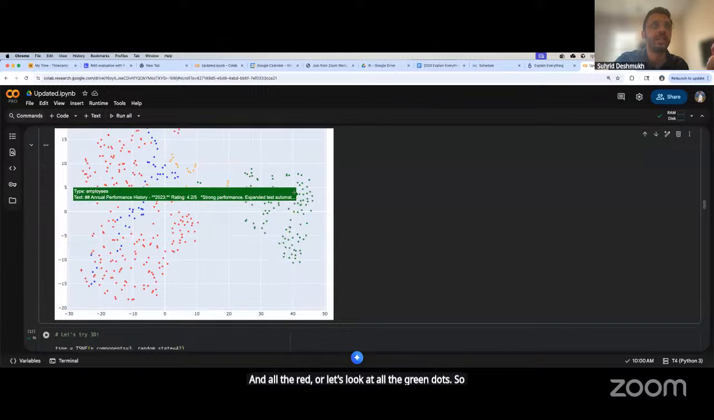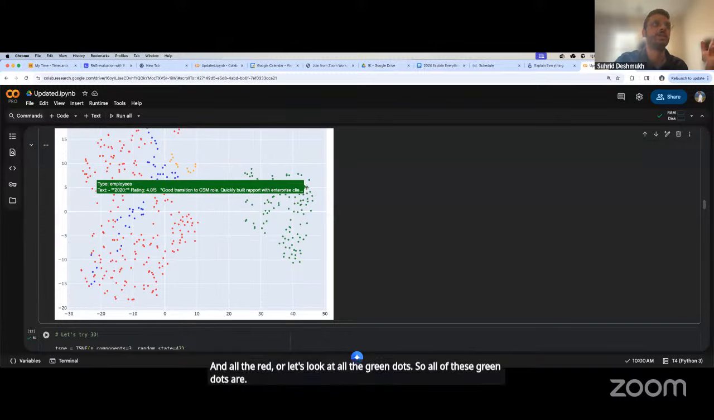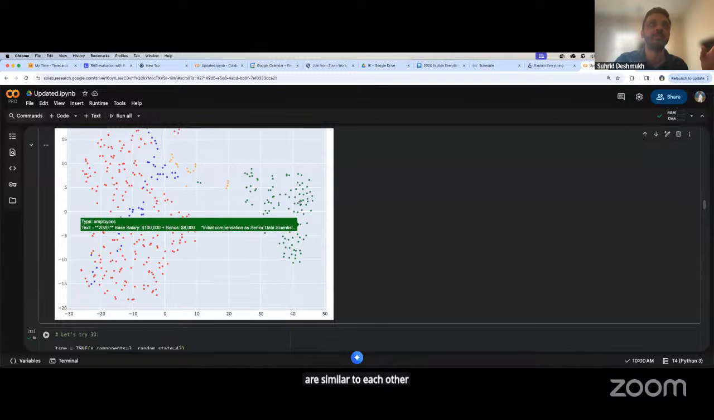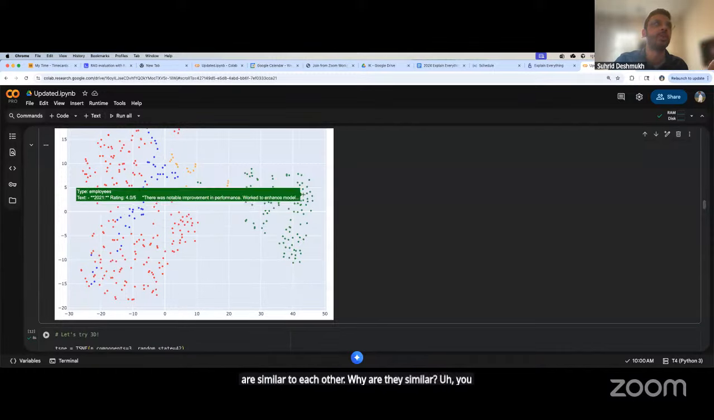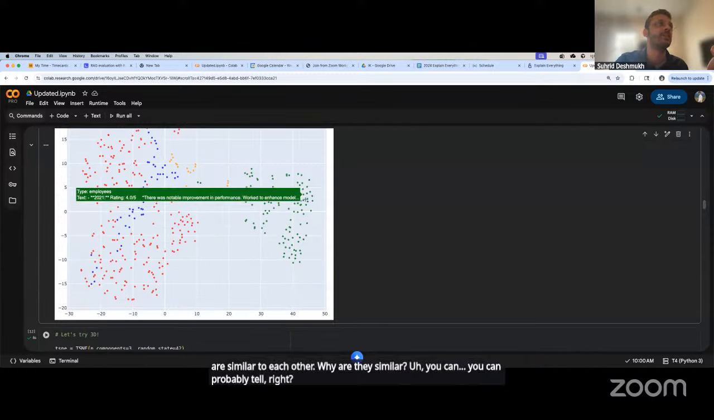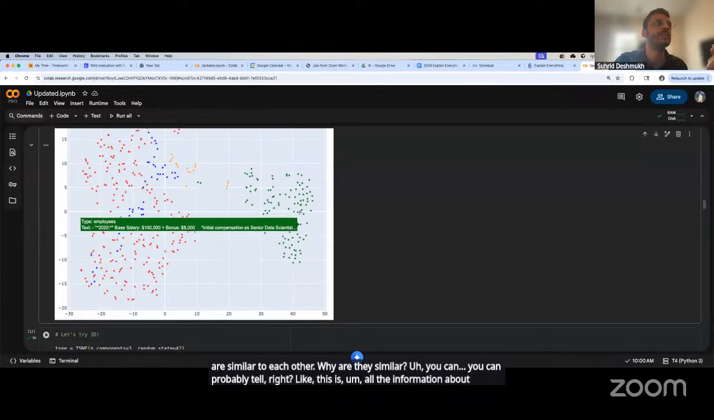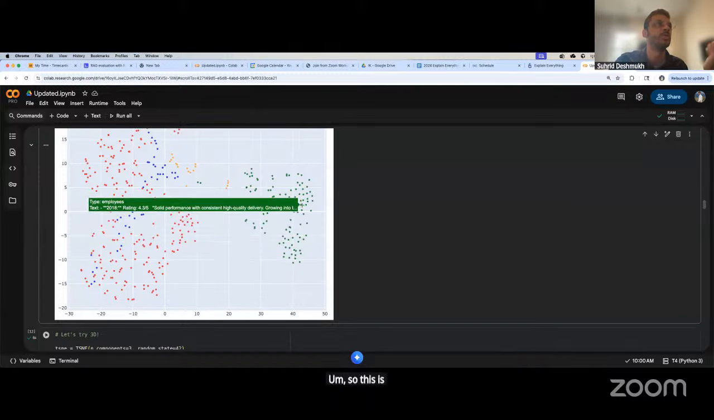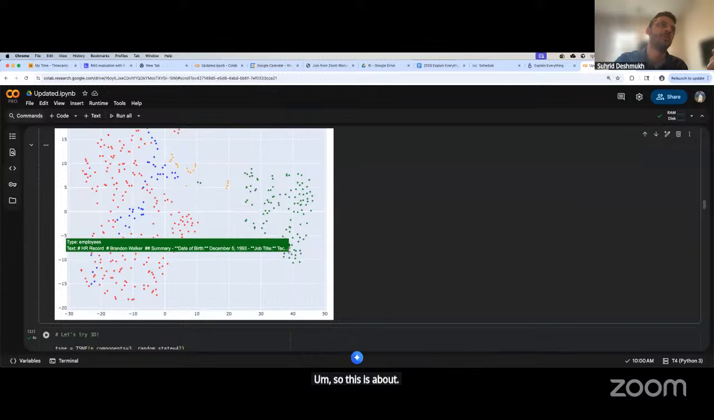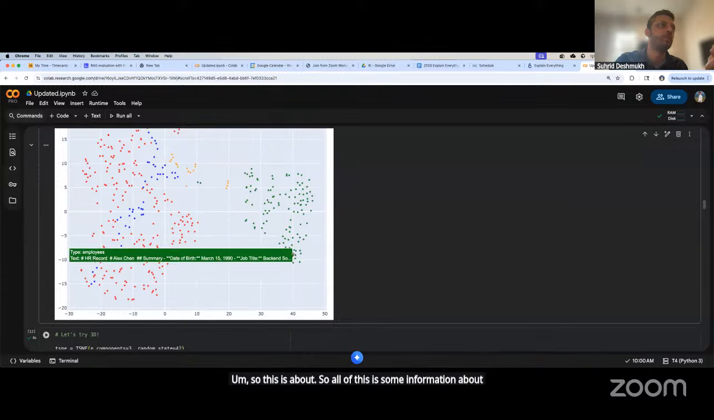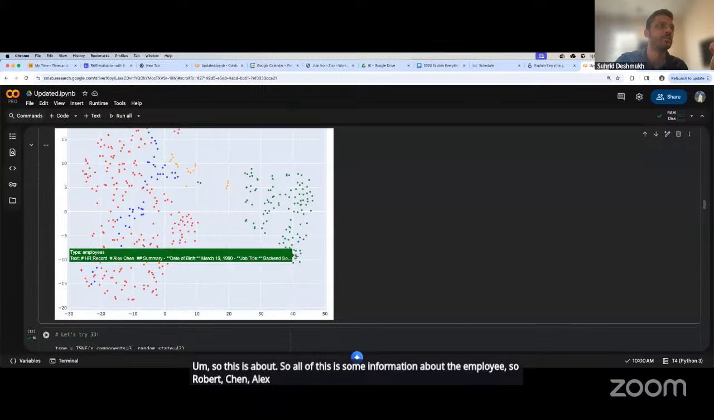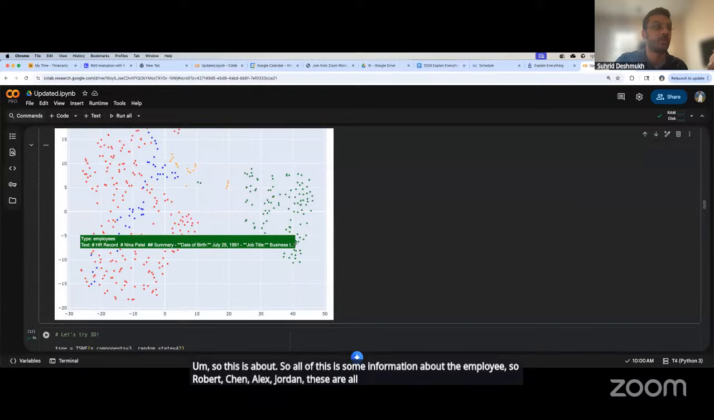All of these green dots are similar to each other. Why are they similar? You can probably tell, right? This is all the information about employees. So Robert, Chen, Alex, Jordan, these are all the names of the employees.